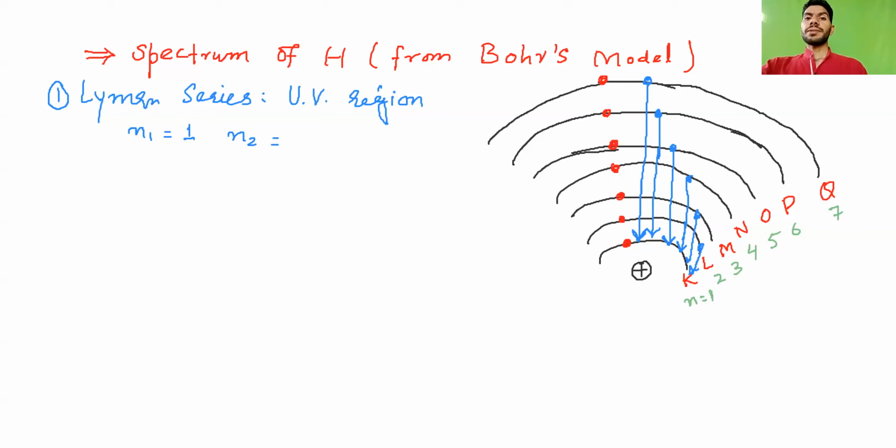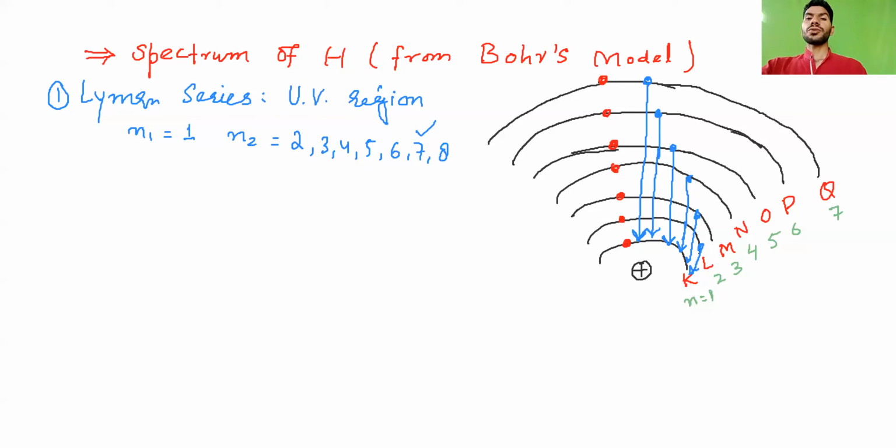So for this Lyman series, N1 is 1. That is this one, K. K is your N1. And now N2, it can have any value that is greater than 1, that is 2, 3, 4, 5, etc. As you have seen here, the electron was actually here, let's say in this Q. For Q, N is equal to 7. So it can jump directly into this K.